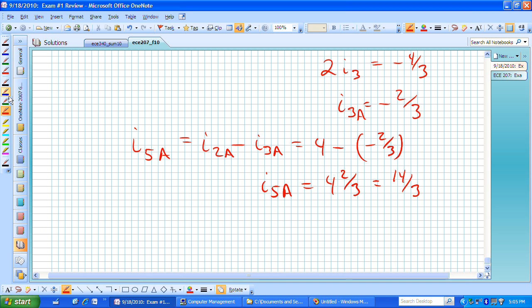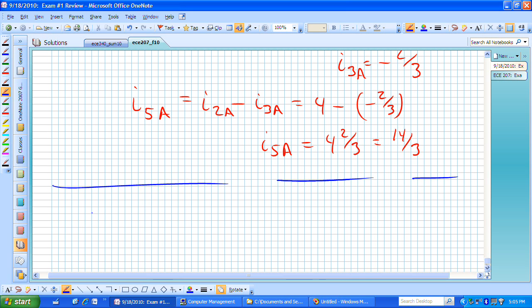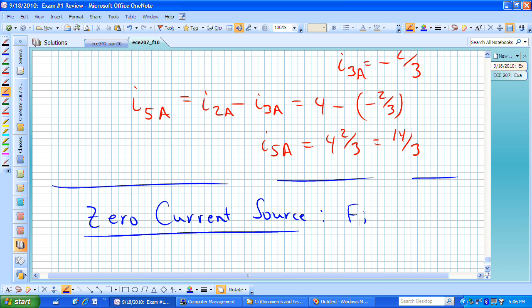Let's now do the second piece of the solution, which is when we now engage the voltage source and zero the current source. Or now what we're wanting to do is we want to find I sub 5 with only the voltage source present.